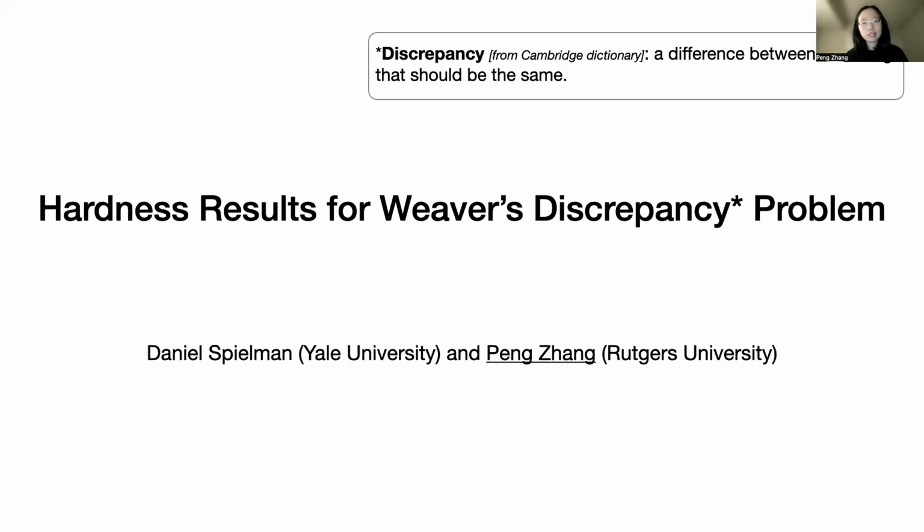What is discrepancy? If you look at this word in a dictionary, then you will find that discrepancy means a difference between two things that should be the same.